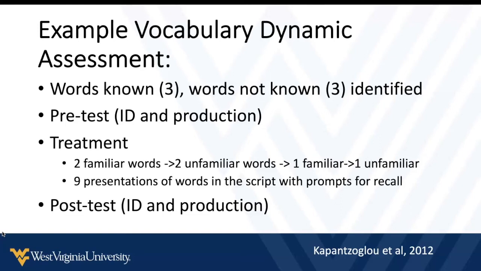They first did the treatment on 2 familiar words that the child already knew. Then they did 2 unfamiliar words. And then they did 1 familiar word and 1 unfamiliar. So that was the order for the 6 words that were in the bank. They made sure that they did 9 presentations of the words because they used a script.